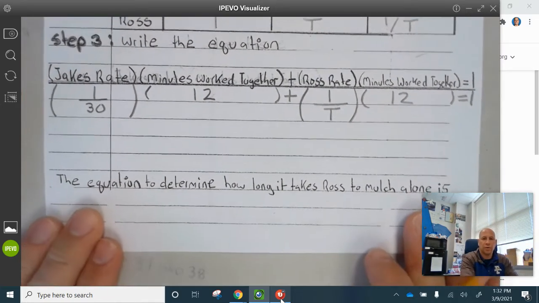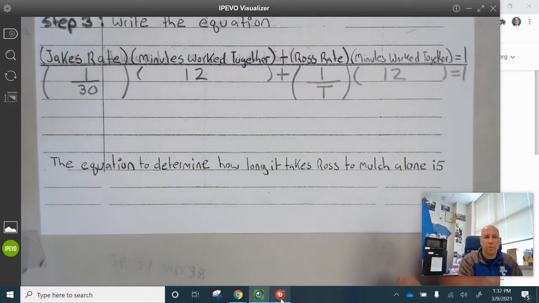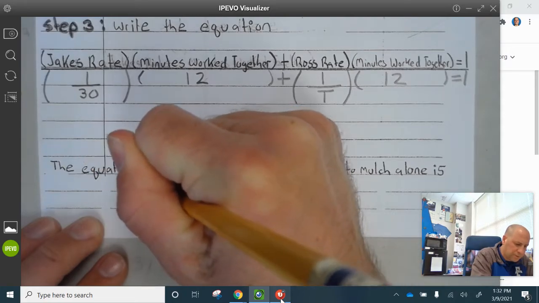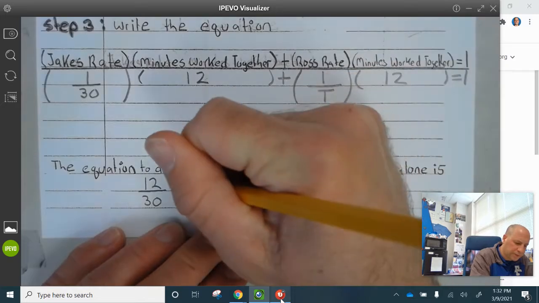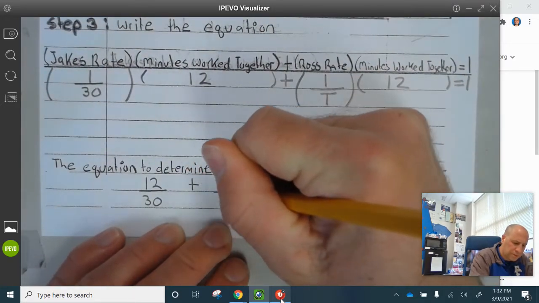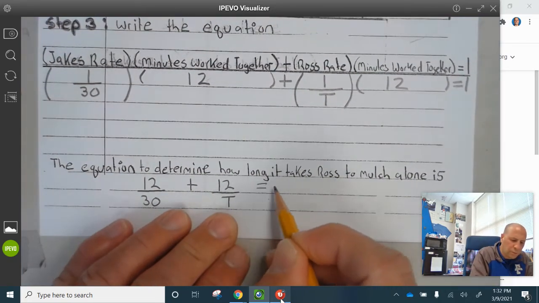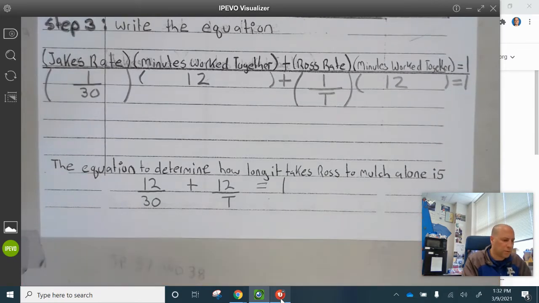Okay, so the equation to determine how long it takes Ross to mulch alone is 12 divided by 30 plus 12 divided by t equals 1. All right, go ahead and finish up example 2.